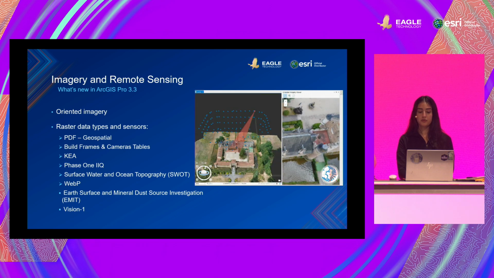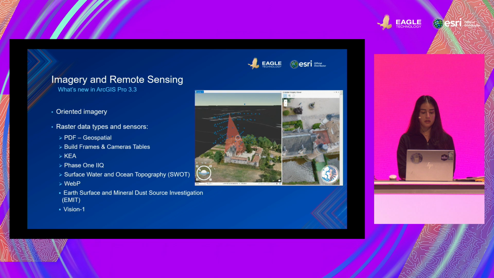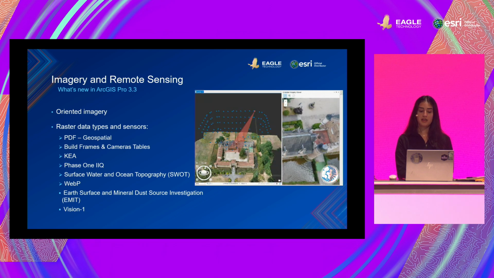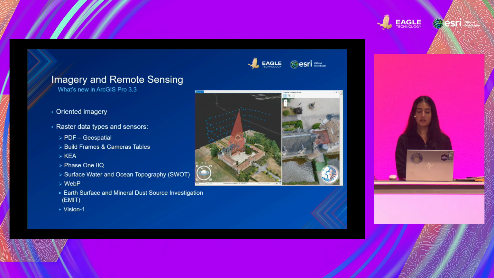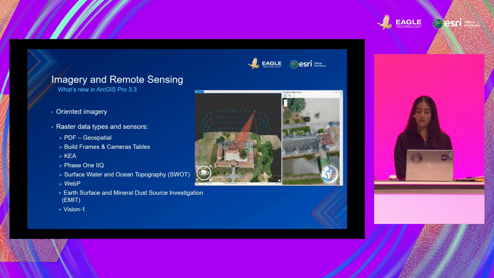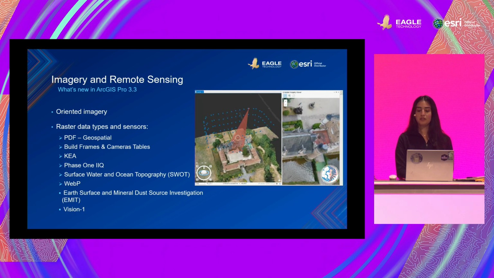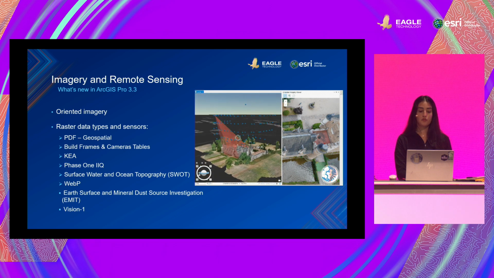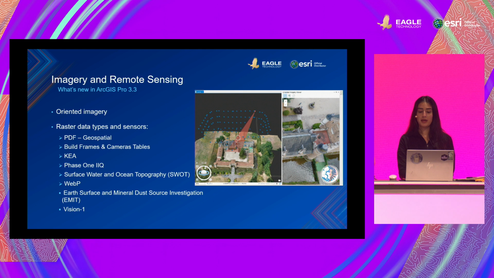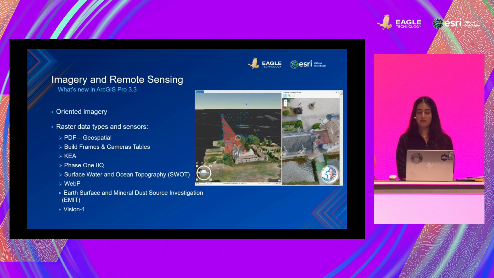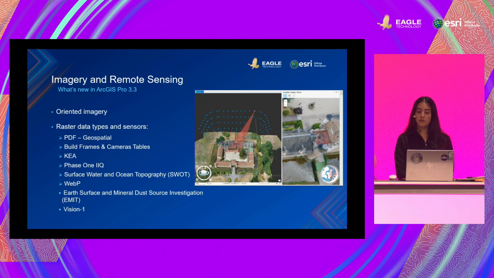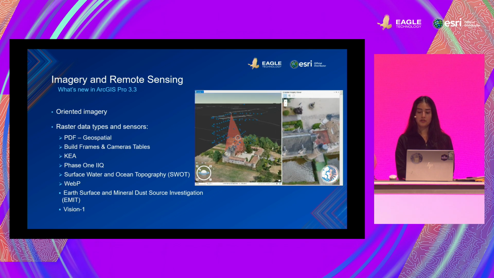And additionally, there's 2 new sensors supported. Earth surface mineral dust source investigation, which provides satellite imagery consisting of 285 bands with wavelengths ranging from 381 to 2,492 nanometers. And Vision 1, which provides satellite imagery consisting of 0.9 meter resolution in the panchromatic band and 3.5 in the multispectral bands near infrared and RGB with 20.8 kilometers swath width.